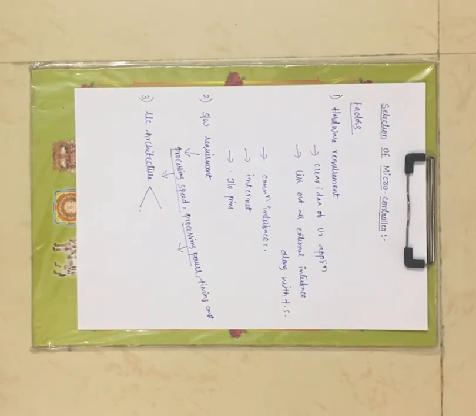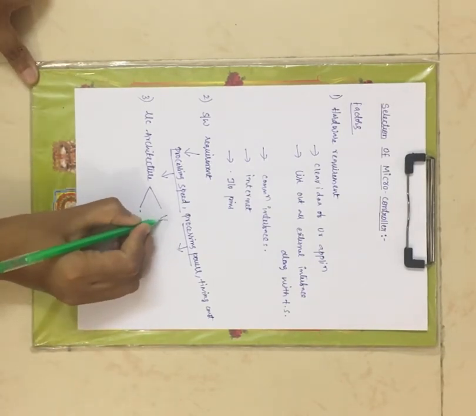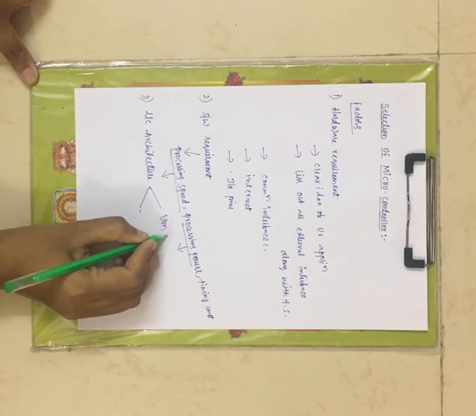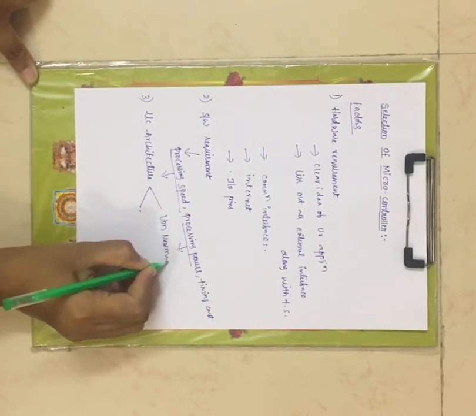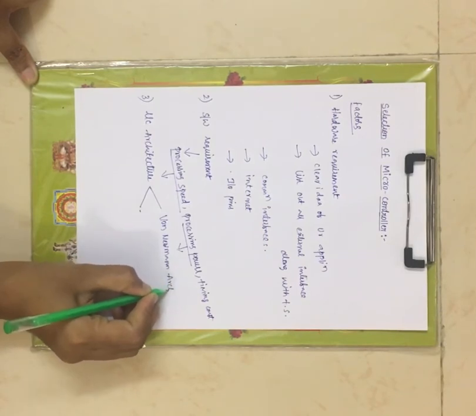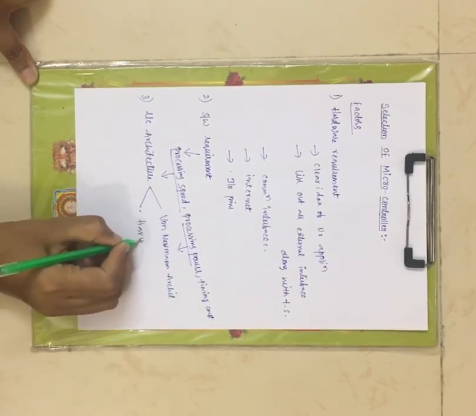right? Now mainly two architectures are used for the design of microcontrollers. Whatever microcontrollers are available in the market, those are available in the form of two architectures. The first one is, you might have known all this, right? But again I am saying, von Neumann architecture, and the next one is Harvard architecture.